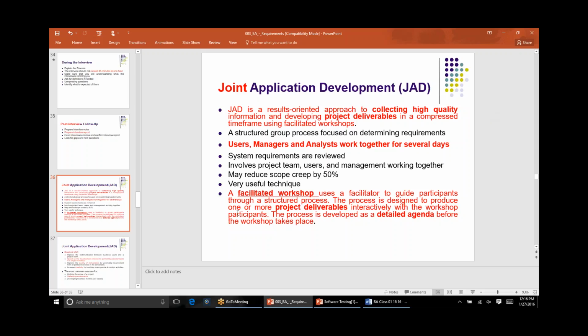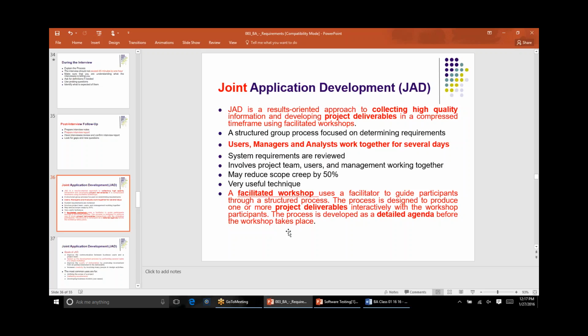So that is an example of a facilitated workshop, which uses a facilitator to guide participants through a structured process. The process is designed to produce one or more project deliverables interactively with the workshop participants. The process is developed as a detailed agenda before the workshop takes place. We do workshops.